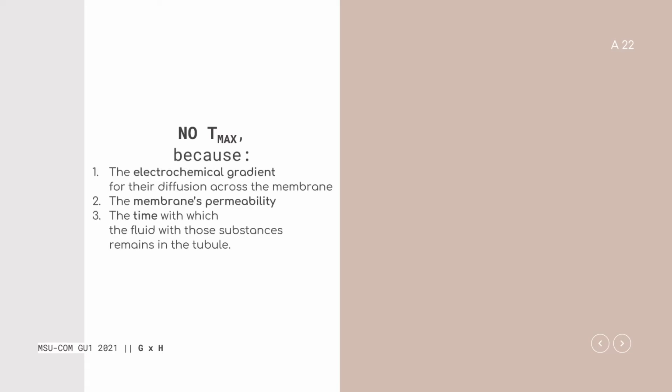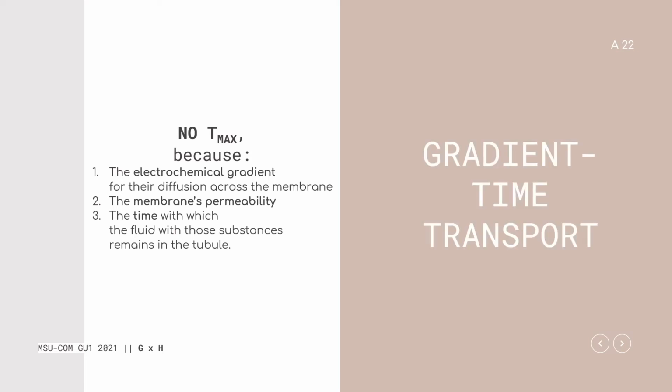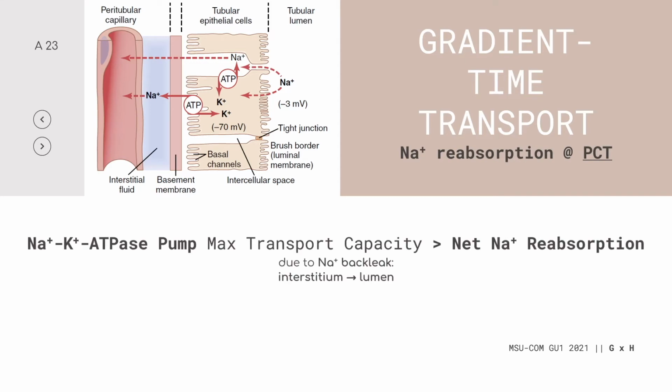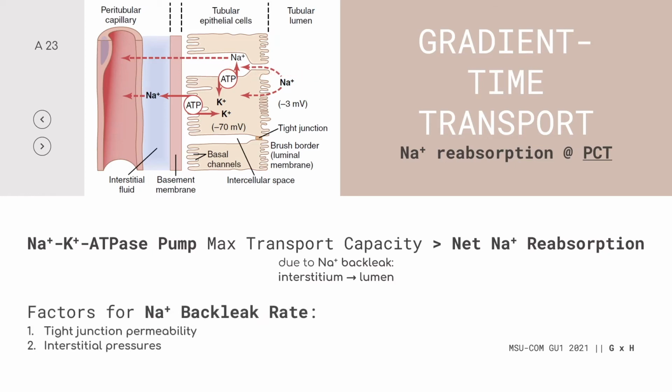There are substances, though, that do not demonstrate a Tmax. It's because their rate of transport has the following factors. Substances that rely on these factors rather utilize the gradient time transport principle. Our all-time popular example is sodium reabsorption in the PCT, where the max transport capacity of the sodium-potassium ATPase pump is greater than the net sodium reabsorption rate because lots of sodium transported into the interstitium leaks all the way back to the tubular lumen through cell junctions. The rate at which this backleak occurs depends on tight junction permeability and interstitial pressures, which drive ultrafiltration to the peritubular capillaries.